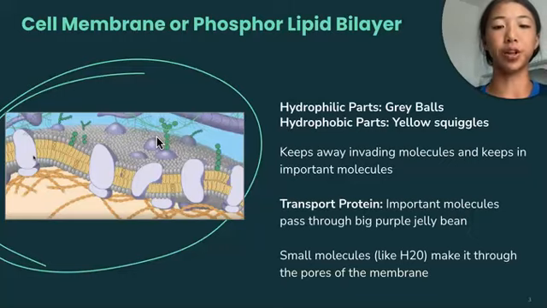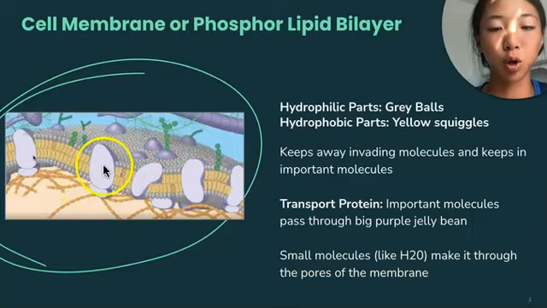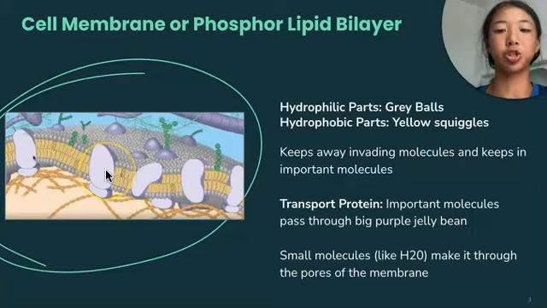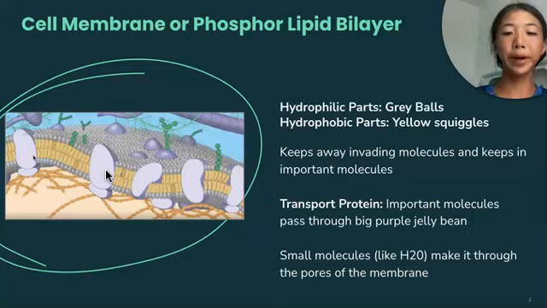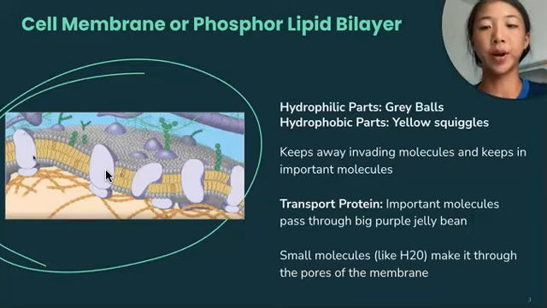And for a nonpolar molecule, the gray balls will just automatically push away the molecules, so they won't even be able to pass through the gray balls. Now, what happens if you're an important molecule and you do want to pass through the cell? Well, then you pass through these big purple jelly bean-like structures called the transport proteins. And other molecules that might be able to pass through the cell membrane are smaller molecules like H2O that make it through the small pores or holes of the membrane, which makes the cell membrane semi-permeable rather than impermeable.